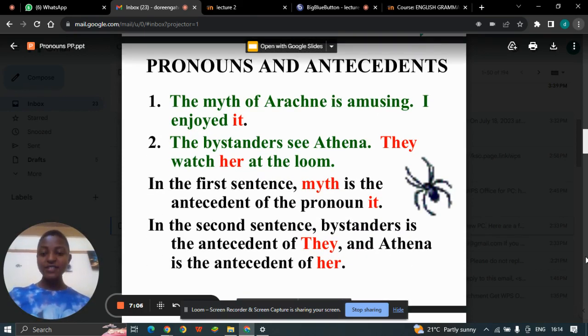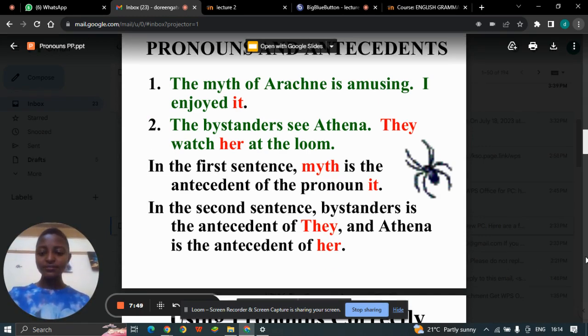In the first sentence, myth is the antecedent of the pronoun it, because what are we talking about? It refers to what? The myth. In the second one: The bystanders see Athena. They watch her at the loom. Her in that case is the pronoun. So bystanders is the antecedent of they, and Athena is the antecedent of her, because her represents the name of that young lady.